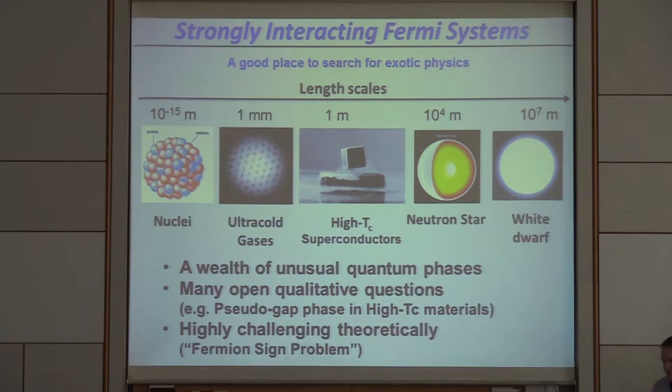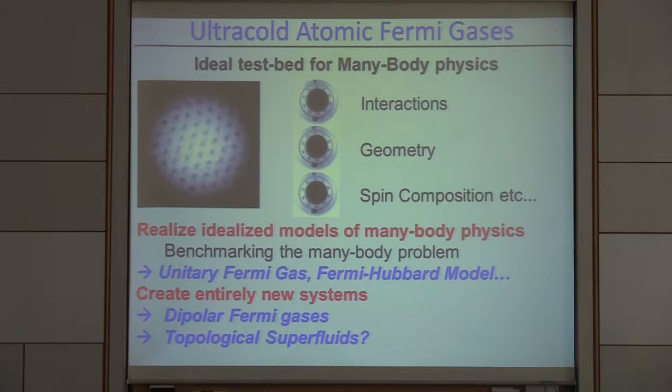In Fermi gases, we have lots of different knobs at our disposition. We can tune the interactions, which is a wonderful thing. We would wish we could do that with electrons. That would be fantastic on a large scale. But in cold atoms, you can play with the geometry, the spin composition, etc. And then on the one hand, realize idealized models of many-body physics, which allows to benchmark the many-body problem. Examples would be the unitary Fermi gas in the bulk, or the Fermi-Hubbard model, which is realized in optical lattices. But also we can hope to create entirely new systems that have no counterpart in nature, and possibly dipolar Fermi gases may be brought into a superfluid state. Also, there's hope for creating topological superfluids, and that's a second part of this work with cold gases, which is quite exciting, which goes completely beyond of what we currently know.